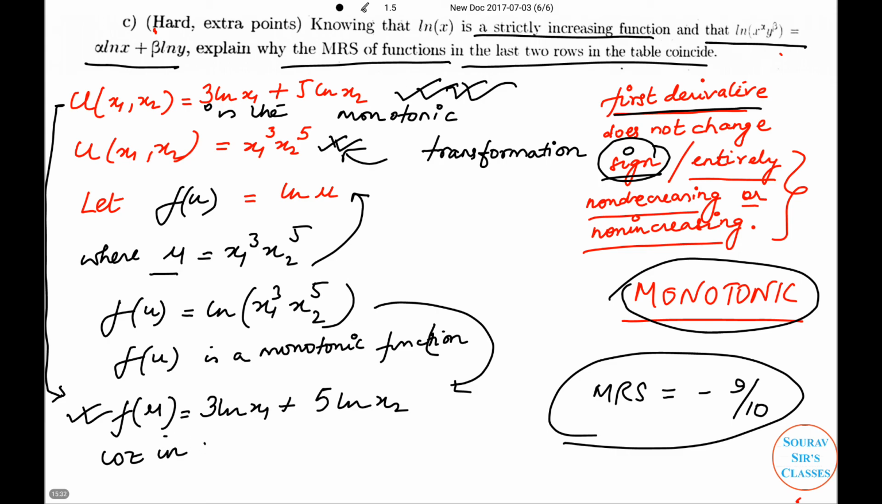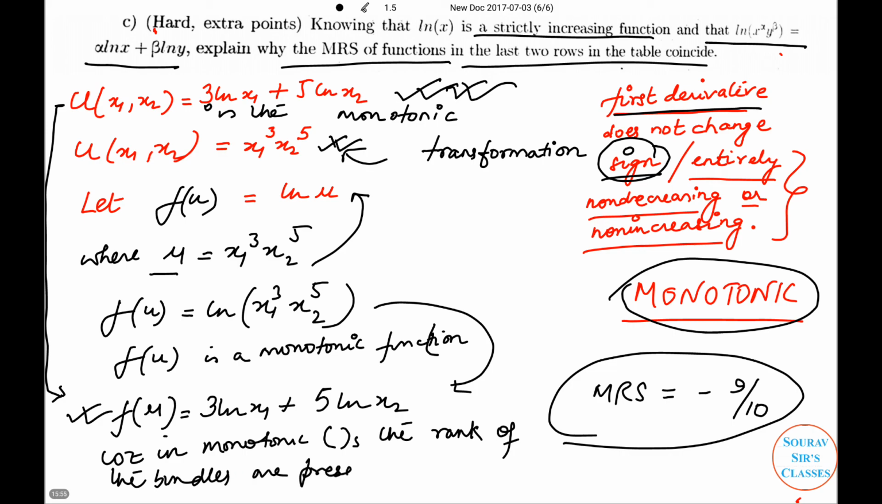And that's why, because in monotonic functions, the ranks of the bundles are preserved, MRS will be the same. That is minus 9/10.